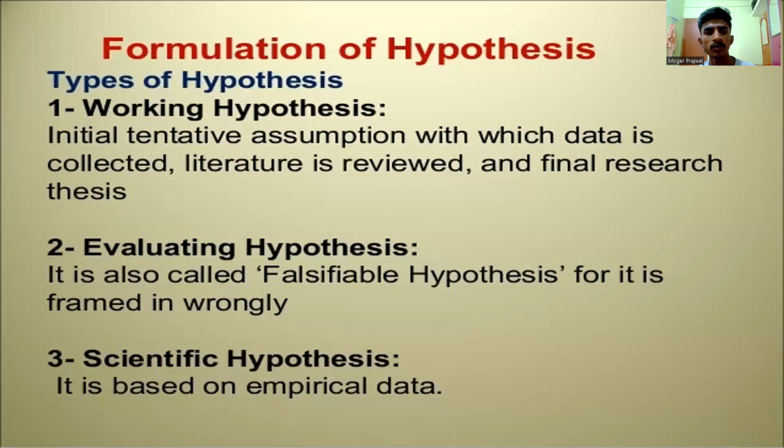And then, after the introduction, we're going to explain the formulation of hypothesis. It contains three types. The first is the working hypothesis, the second is the evaluating hypothesis, and the third is the scientific hypothesis. The working hypothesis is an initial tentative assumption with which data is collected, literature is reviewed, and the final research thesis is formed. The evaluating hypothesis is also called the falsifiable hypothesis, for if it is framed wrongly it can be rejected. And the third is based on empirical data.